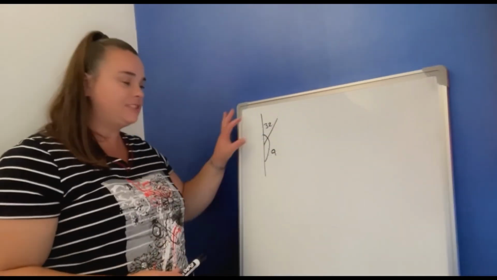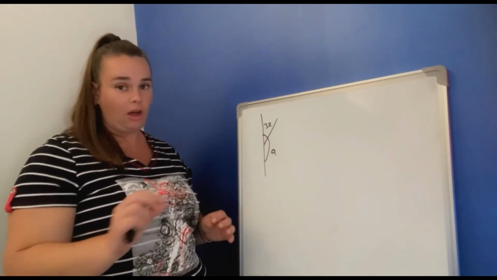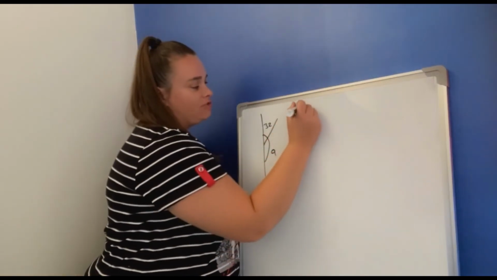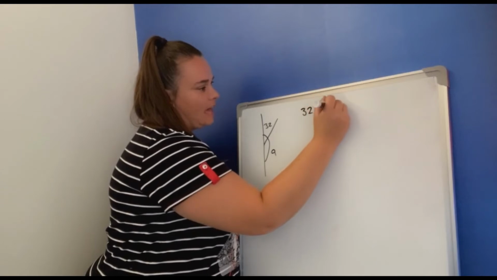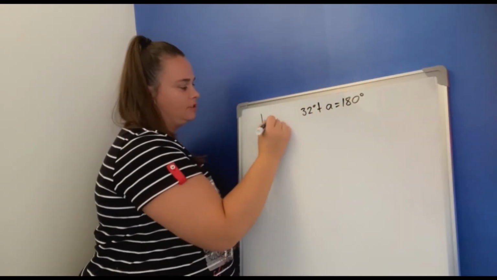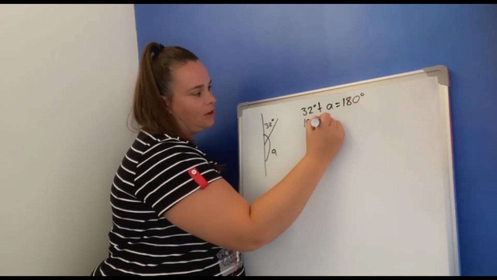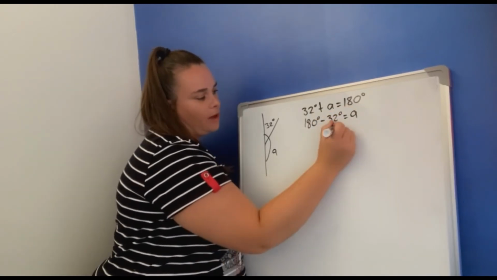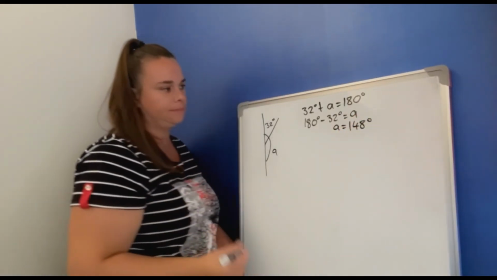This problem I have set out vertical because it doesn't matter which way the line is as long as it shows as a straight line. Let's write our problem. 32 degrees plus a equals 180 degrees. I'm going to put my degrees here. Switch it around. 180 degrees minus 32 degrees equals a. Therefore, a equals 148 degrees.